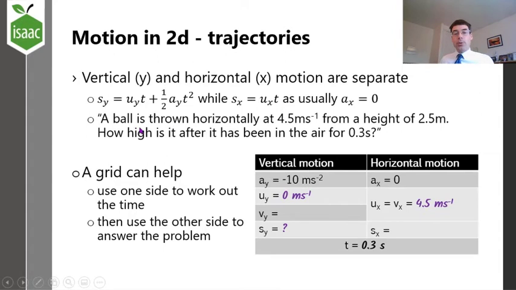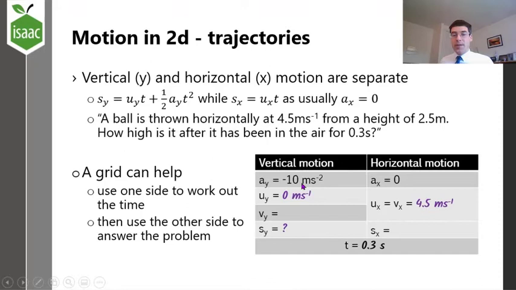So let's look at how we would solve a problem like this. A ball is thrown horizontally at 4.5 meters per second from a height of 2.5 meters. How high is it after it's been in the air for 0.3 seconds? I would encourage, while you're getting the hang of these kind of questions, to draw yourself a kind of grid where we've got the vertical motion on one side, the horizontal motion on the other. Notice there's no acceleration in the horizontal direction, and I've simplified things a bit by taking g as 10. My apologies if that bothers you.